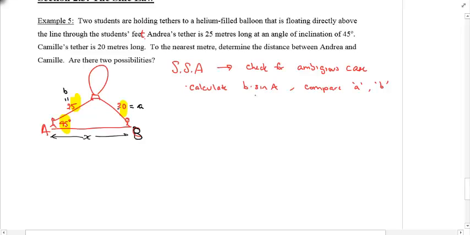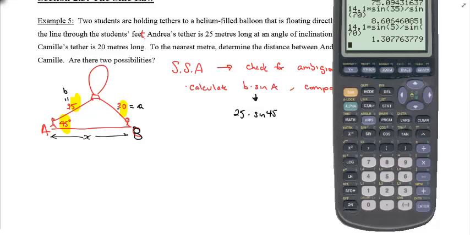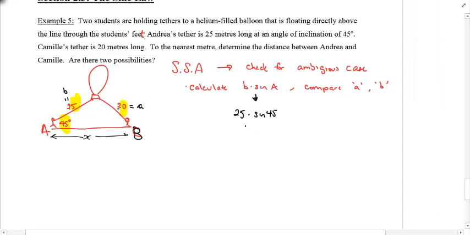So now let me do these calculations. B times sine A will be 25 times sine 45. What's 25 times sine 45? That's 17.7, okay. And then compare that with A and B. A is 20, B is 25. So I'm saying 17.7 is the smallest, A is in the middle, and B is the longest. I should write down 20, which then means I have this scenario: B sine A is smaller than A, which is smaller than B.